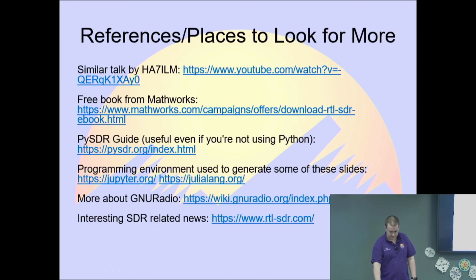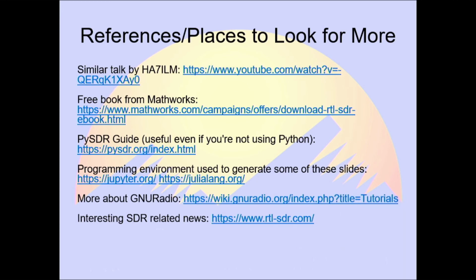I want to throw up this slide instead. A guy on the other side of the planet did a very similar talk to this. He actually has a demo proof of concept receiver you can download, but it's written in C, so less fun. MathWorks wants to sell their programming environment, but they have a very good book on SDR, and it is, I think, one of the more readable references. Likewise, the PySDR library has a very good description of how IQ works and how some of this math works to help you use their library.